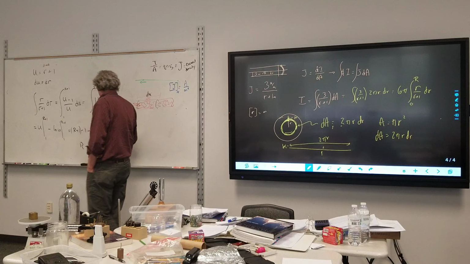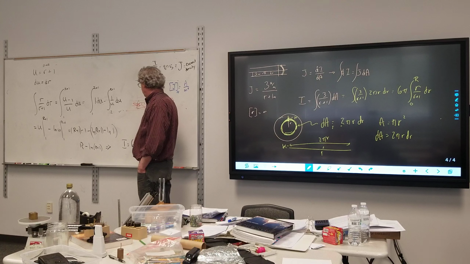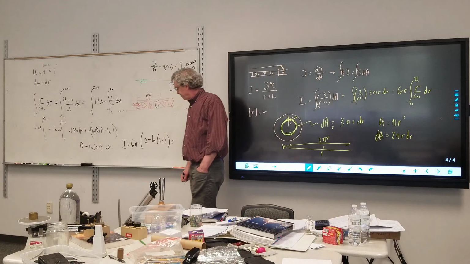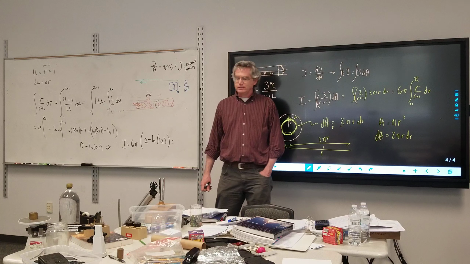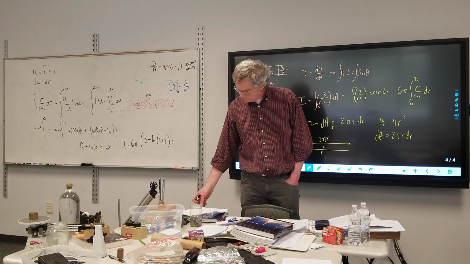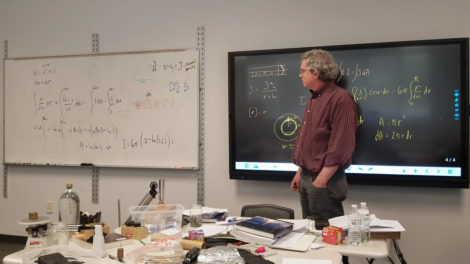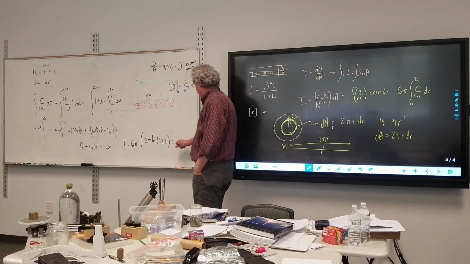So my current, therefore, is 6 pi times 0.2 minus the natural log of 1.2. Which is something absolutely exciting.